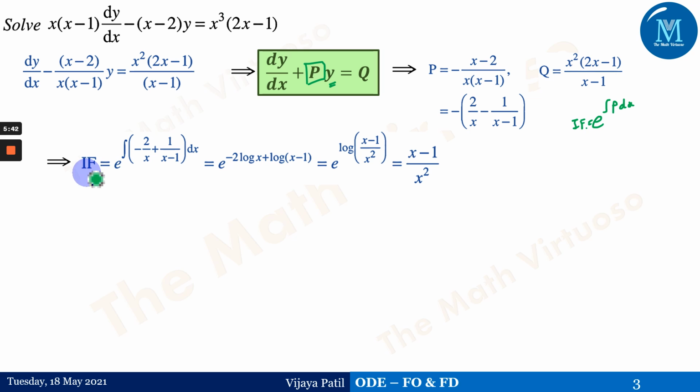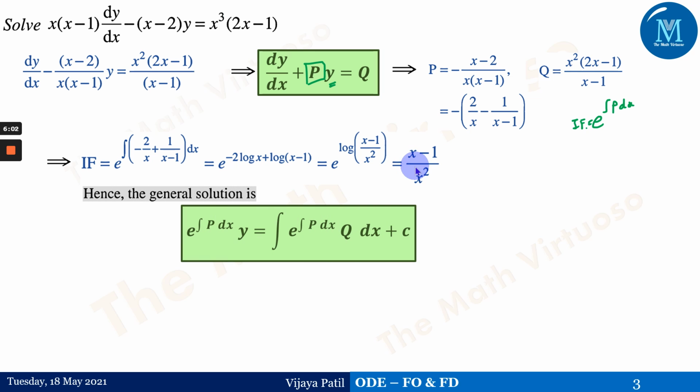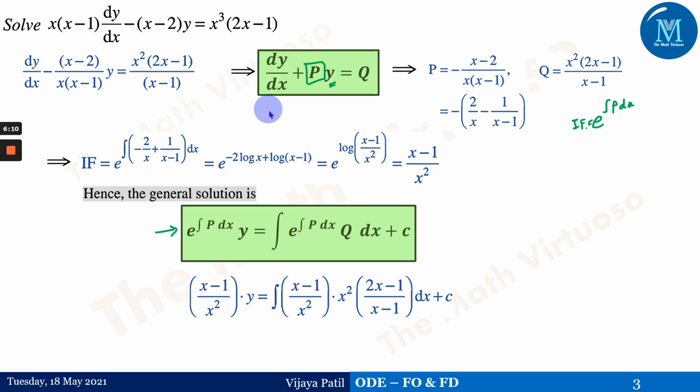So the integrating factor is e to the power integration of P dx, so minus of (2 by x minus 1) upon (x minus 1). If we do it that way, we'll get e to the power minus of 2 log of x plus log of (x minus 1). So by the property of logarithm, it is (x minus 1) upon x square as the integrating factor, and therefore this is the solution of this particular equation.